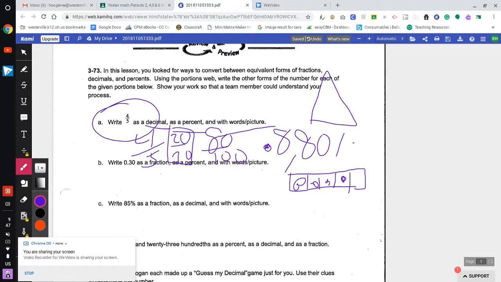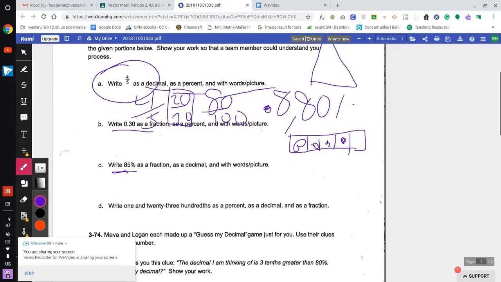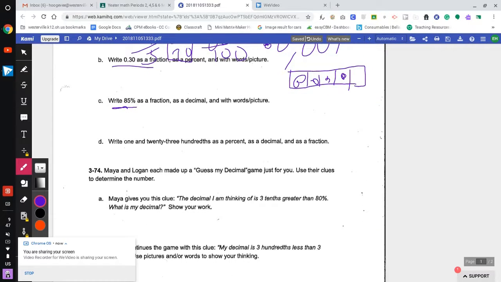So for the next one, they give you the decimal. You have to show the fraction, percent, in words or picture. C gives you the percent, so you need to give me the fraction, decimal, or words in the picture. And then the last one, they give you the word, so I need the fraction, decimal, and percent.